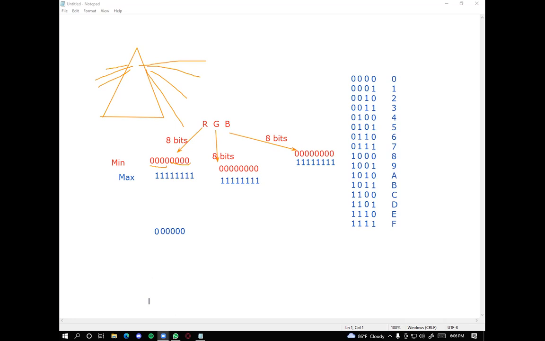Therefore, that is not the answer. What is the color then? Black. It is black. No color means black. It's like a black hole. You don't have any color. So this 000000 code in hexadecimal is equivalent to black color. So this is black color in hexadecimal.